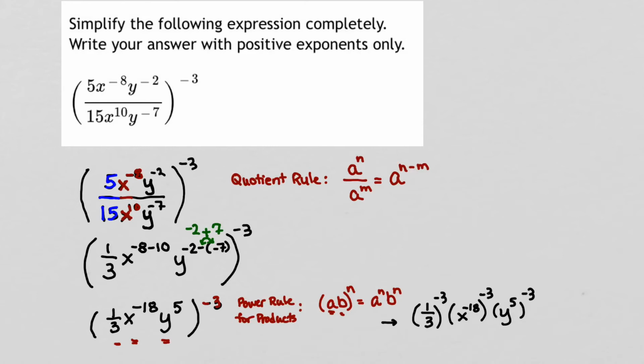So let's go ahead and make some more space to do this. And let's write our problem out again. Our problem was that we have 1/3 to the -3 power, x to the -18 to the -3 power, and y to the 5th to the -3 power. And we're almost done, but we need to get rid of all the negative exponents and we need to do a couple more simplification steps.